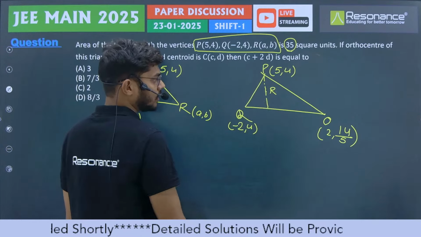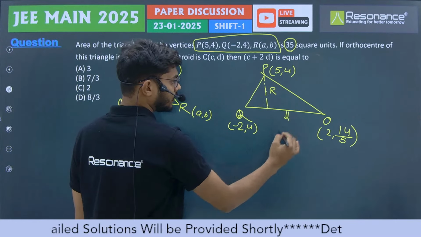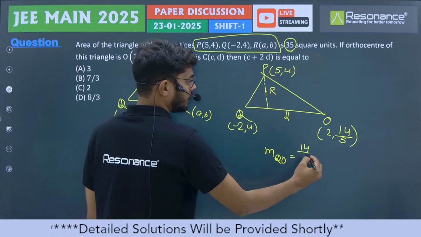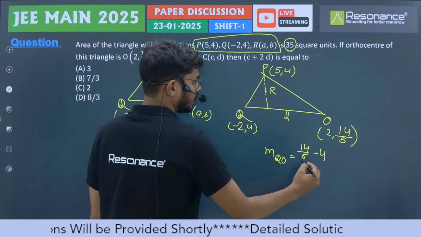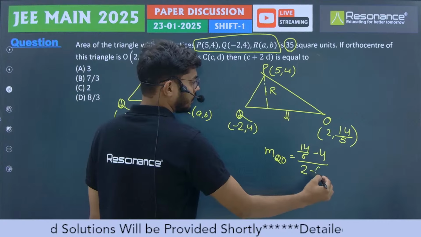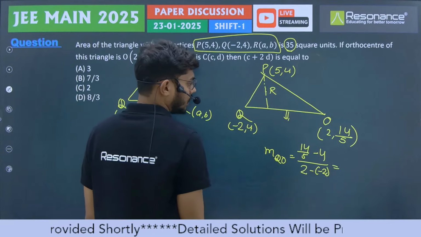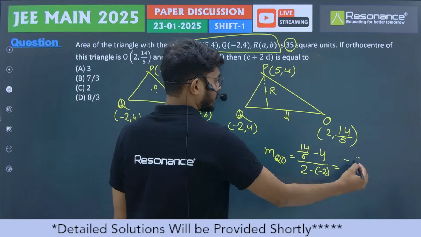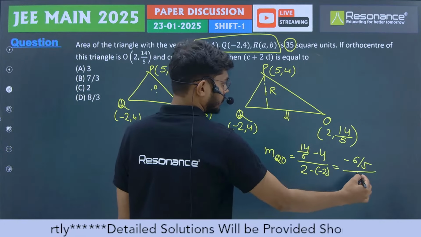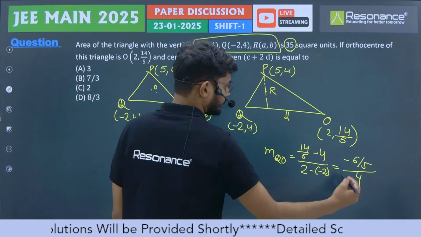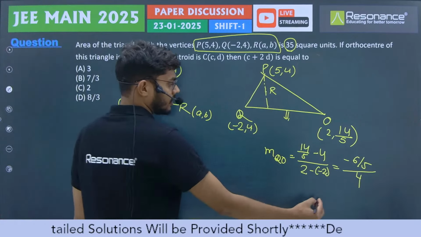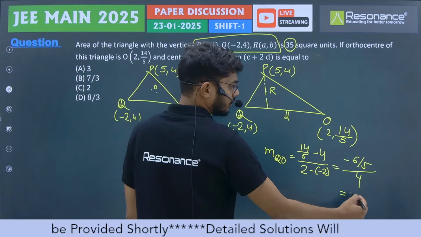How to find the orthocenter? What is the slope of this line? I can find the slope of this line, m of QO, which is nothing but 14 by 5 minus 4 upon 2 minus of minus 2. Minus 20, this will be minus 6 by 5 upon 4. So I will easily get the slope of this line, which is nothing but minus 3 by 10.